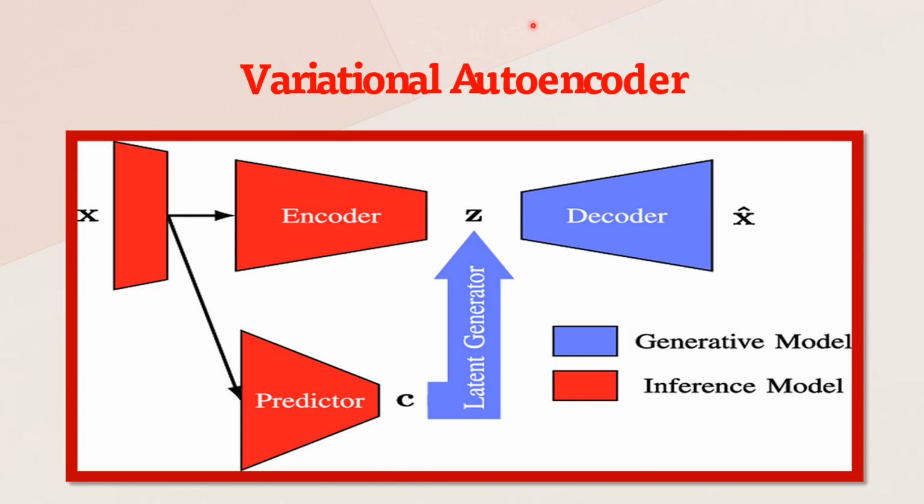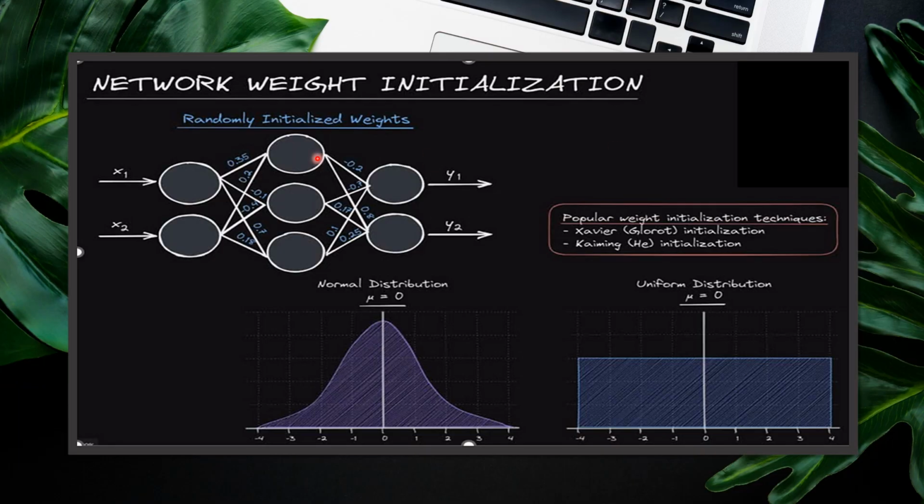So by leveraging variational autoencoders, these businesses can gain valuable insights and can make more informed decisions based on their data. Now next comes weight initialization. Weight initialization is a crucial step in the training of machine learning models, particularly neural networks. It's like choosing the right tool for your toolbox to ensure that your models are well equipped for the task at hand. So when you train a neural network, first the model starts with randomly initialized weights for the connections between neurons. And then the process of training involves adjusting these weights to optimize the model's performance.